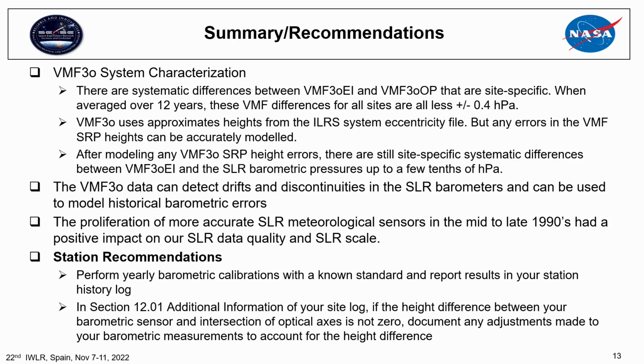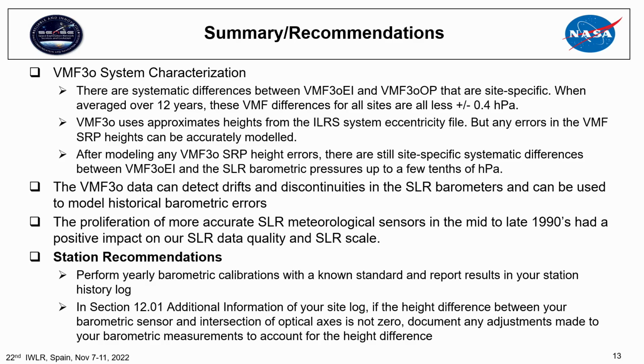So this is the last slide. There are systematic differences between these two flavors that are site-specific. On average, over 12 years, these for all sites are less than 0.4 hectopascals. The VMF for optical wavelength uses approximate heights from the eccentricity file, but any errors in this can be accurately modeled. After modeling any VMF height errors, there are still site-specific systematic differences between this one flavor and the SLR barometric pressures up to a few tenths of hectopascals, but I think they're consistent over time, so that can be modeled also.